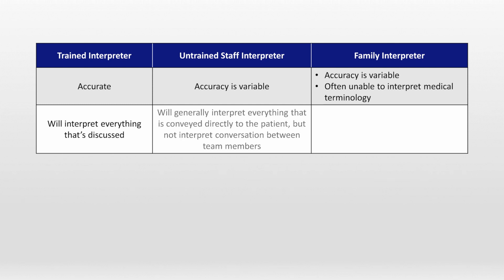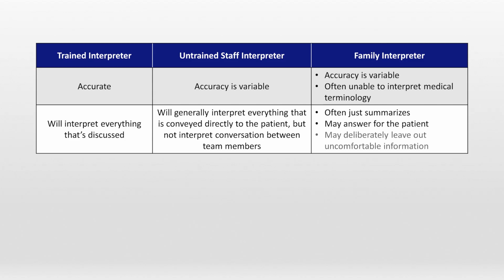Untrained staff will generally interpret everything that's meant directly for the patient and nothing else. Family interpreters often just summarize. They may answer questions for the patient, and they may deliberately leave out uncomfortable information, and you will have no way of knowing that they've done that.